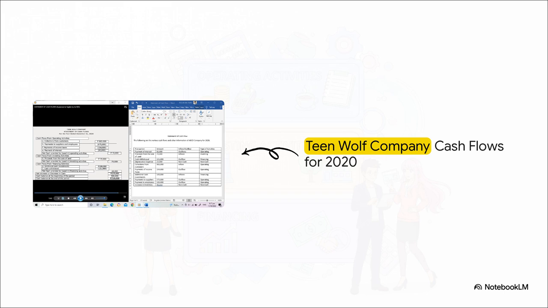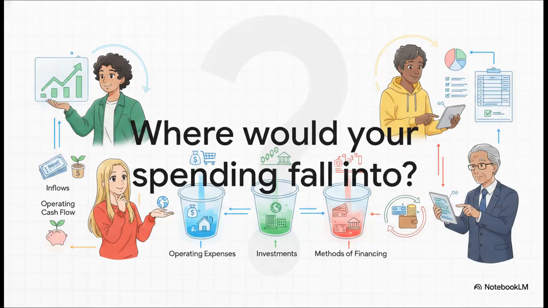The ultimate financial lie detector has spoken, and the mystery of the growing cash is totally solved. As we wrap up this explainer, I kind of want you to think about your own wallet. We all have our own personal operating expenses, our own little investments, and our own methods of financing. If you tracked every single inflow and outflow of your personal life for a month and tossed them into these three specific buckets, what would your personal statement of cash flows actually look like? Are you generating positive operating cash flow, or are you just surviving entirely on financing? Applying this simple, methodical framework to your own life might just reveal the unfiltered truth about your personal financial health. Definitely something to think about.